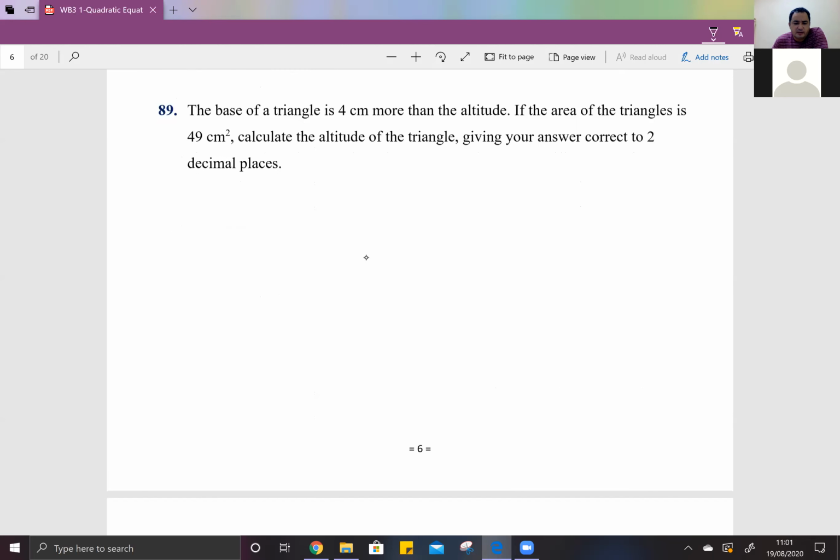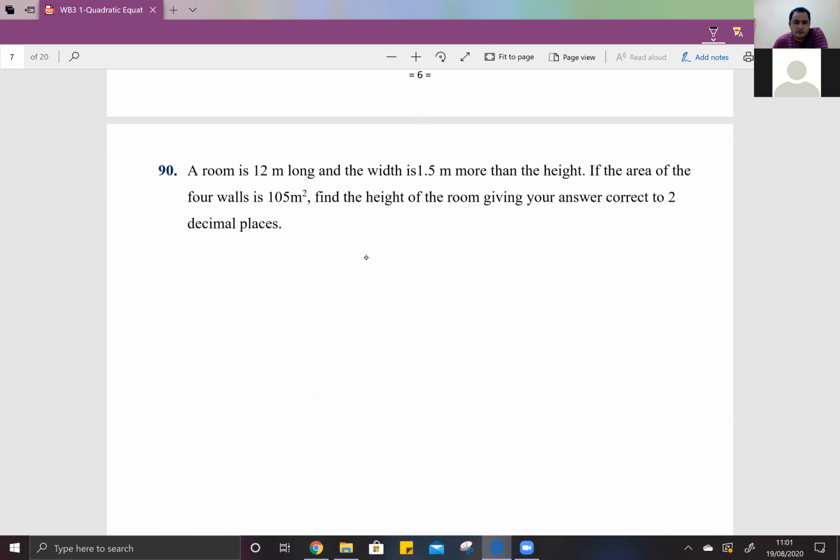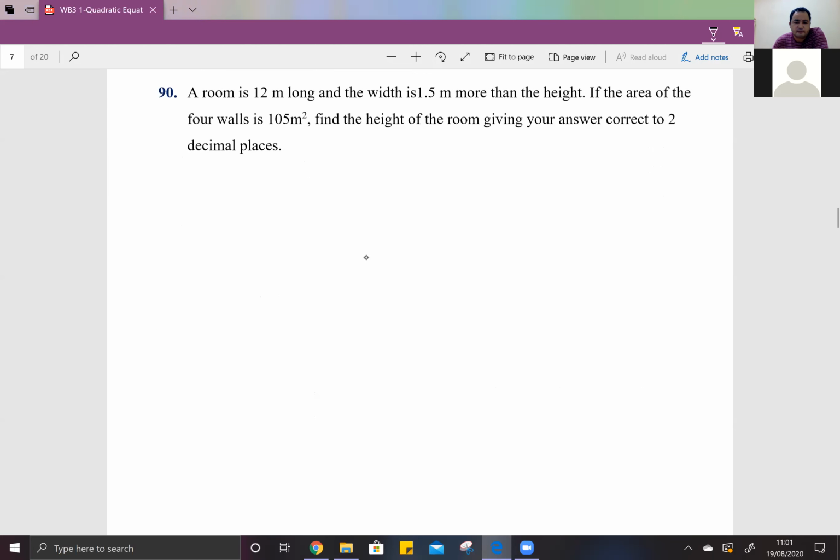Let's skip that one. And can you move to the next? Okay. A room is 12 meters long and the width is 1.5 meters more than the height. If the area of the four walls is 105 meters squared, find the height of the room, giving your answer to two decimal places.